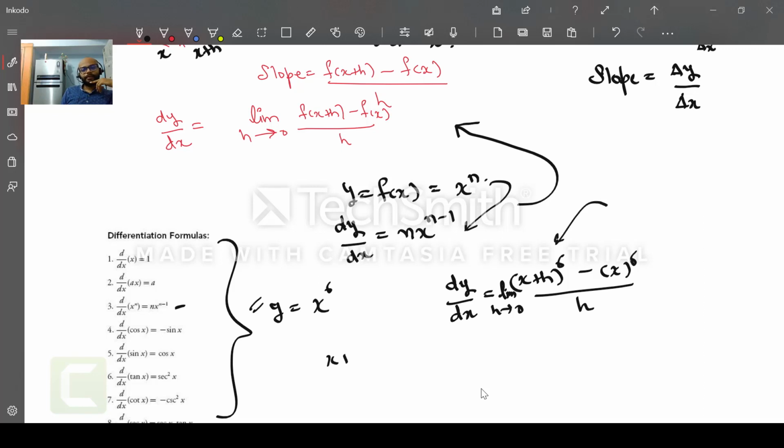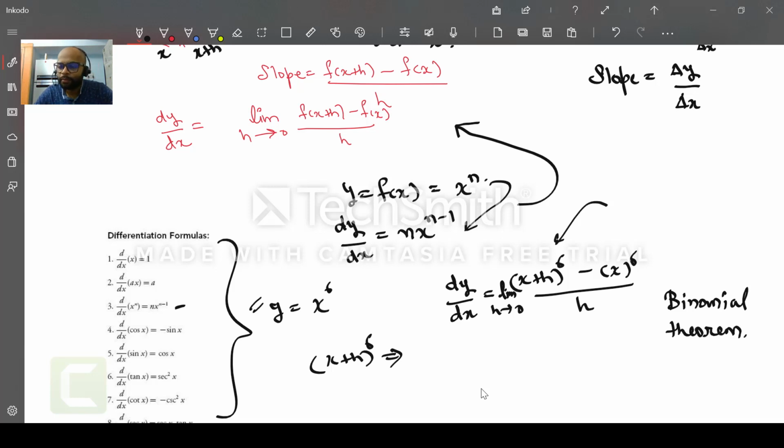See, x plus h to the power of 6. If it was x plus h to the power of 2, or you say x plus h square, I would have done it. If it was x plus h cube, you would have also done it. But x plus h to the power of 6. So somehow we have to use the binomial theorem.